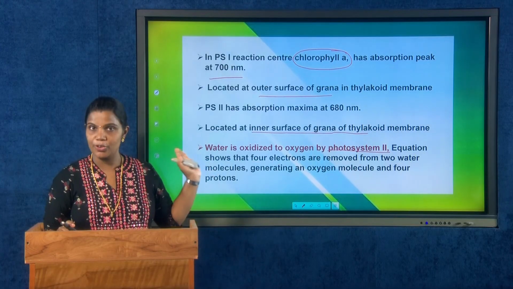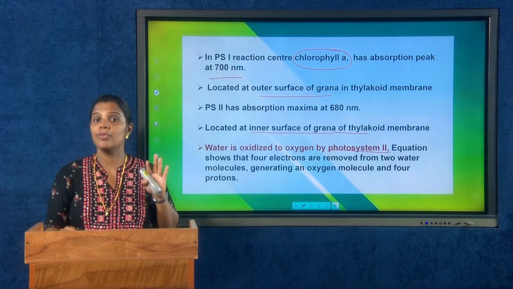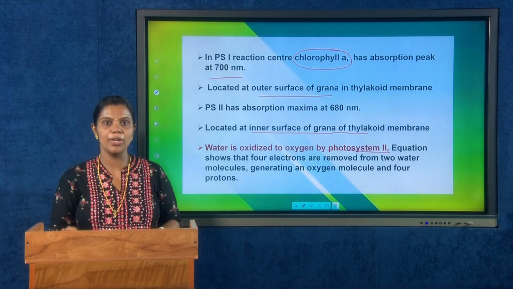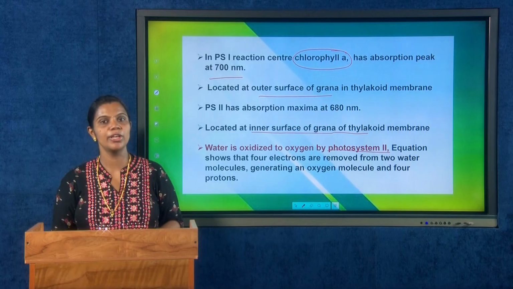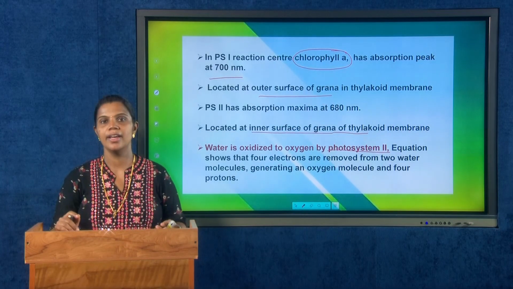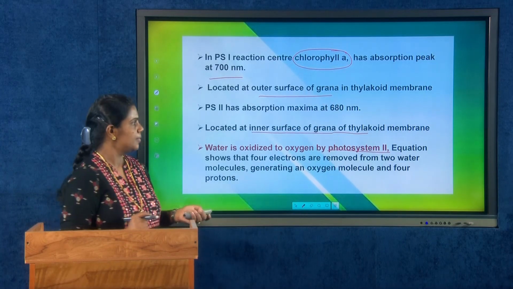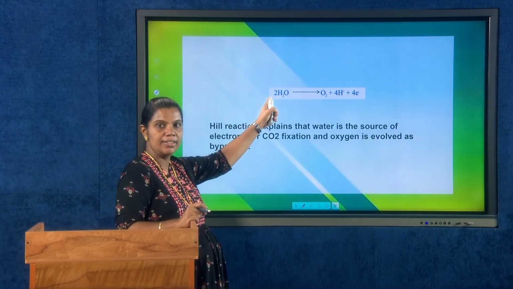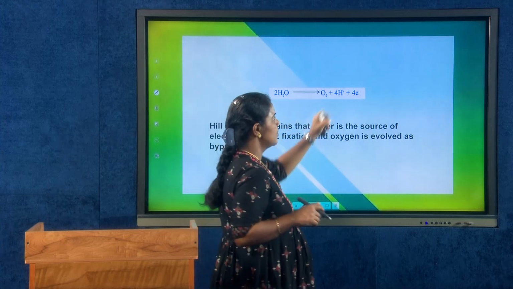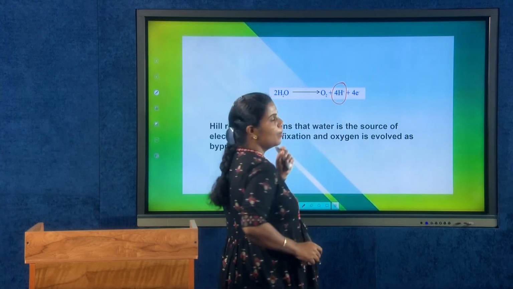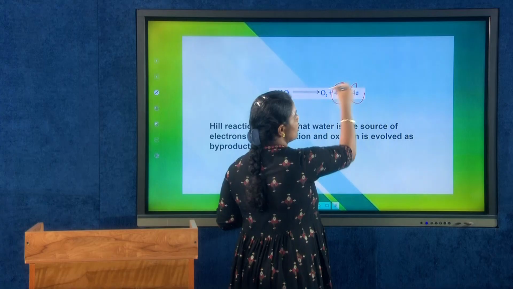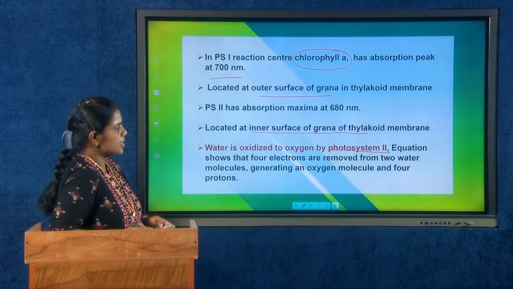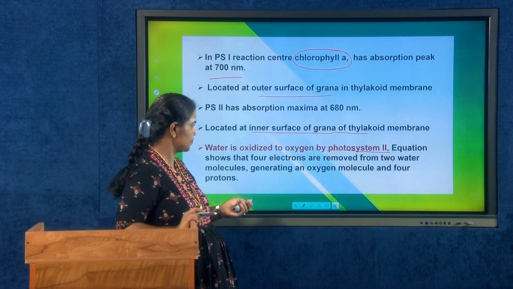The equation we have already seen. It shows that 4 electrons are removed from 2 water molecules, and it generates an oxygen molecule, 4 protons and 4 electrons. Here you can see 2 molecules of water are split into oxygen, 4 protons are produced and 4 electrons are also generated. And this reaction is performed by photosystem 2.